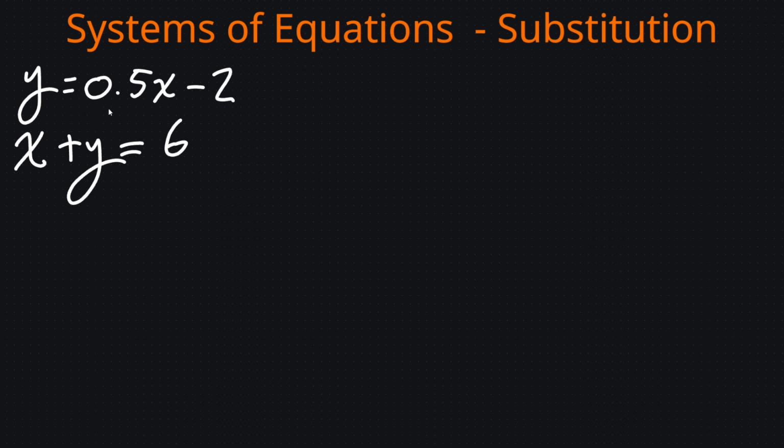So to begin, I'm going to take this y value, which is in fact equal to 0.5x minus 2. I'm going to replace the other y value with this. y is equal to this, so I can replace it with that. And so I'm going to write my second equation as x plus, and this is the only difference I'm going to make.